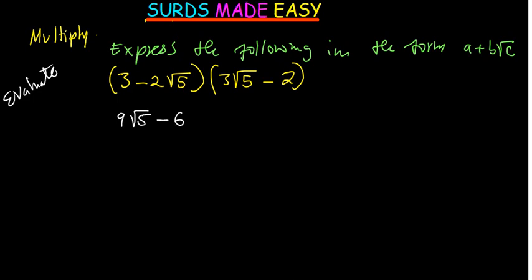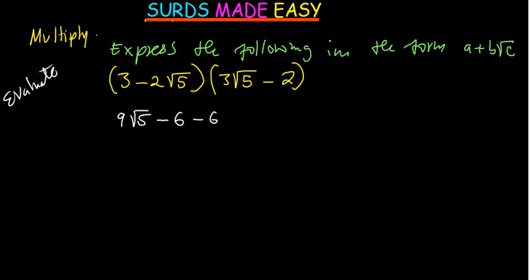And then negative 2 root 5 will multiply with this. So this negative 2 will multiply with the 3. That will give us what? Negative 6. And then the root 5 will multiply with the root 5. That will give us what?